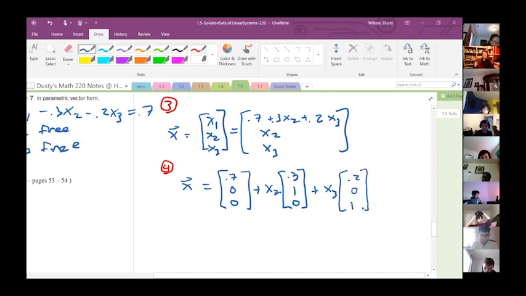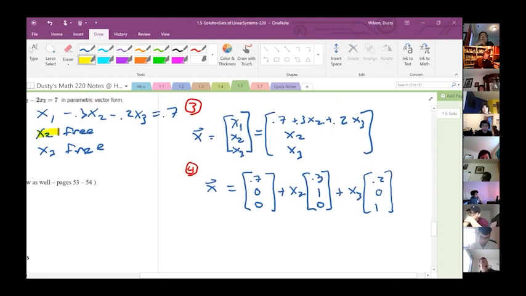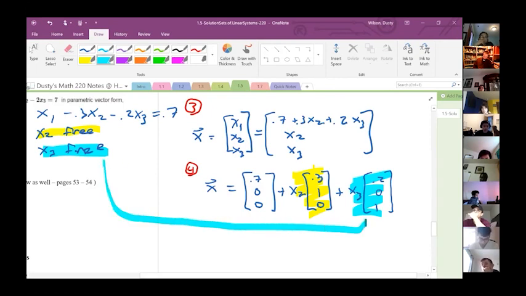And what you will notice here is that you have a free variable in x2, and that's going to correlate to one of these columns. And then you have a second free variable in x3, and that's going to correlate to another column. So you can have as many columns over here as you do free variables.